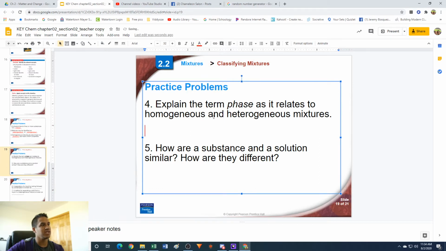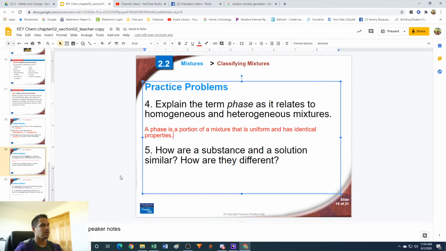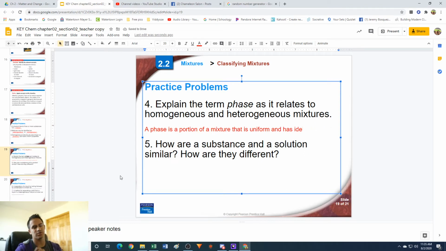Okay, so first we'll define what the word phase means and then how it pertains to homogeneous and heterogeneous. So, a phase, and let's actually make our font here a bit smaller. Let's maybe make it like size 20. There you go. Okay, so phase is a portion of a mixture that all looks the same and has the same properties. Okay, so we'll say a phase is a portion of a mixture that is uniform. Okay, uniform means it looks the same and has identical properties. Okay. Maybe we shouldn't put the identical properties part in there. Let's just say it's a phase. A phase is a portion of a mixture that is uniform, and yeah, no, it's fine. We'll say it has identical properties. That's fine, I guess.